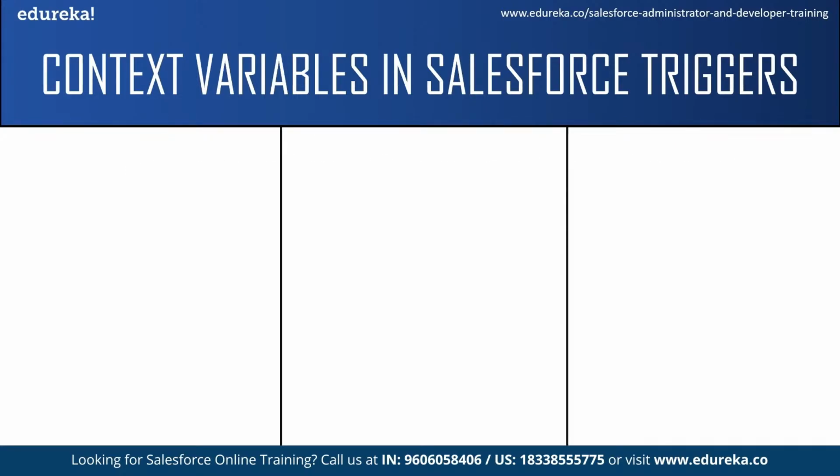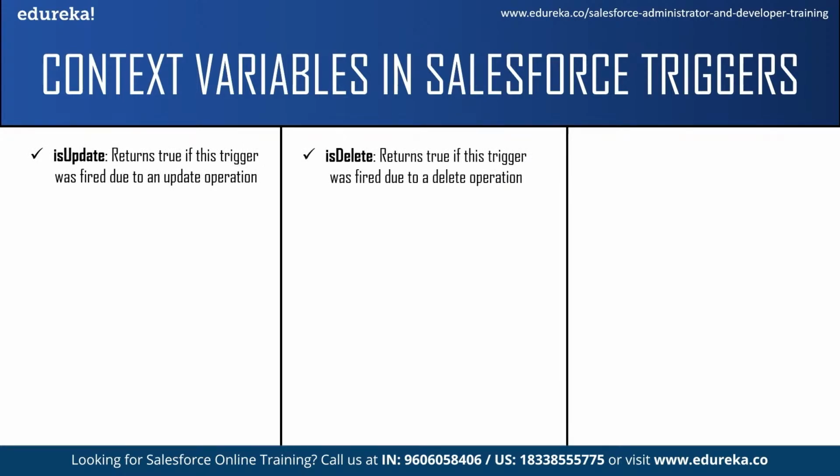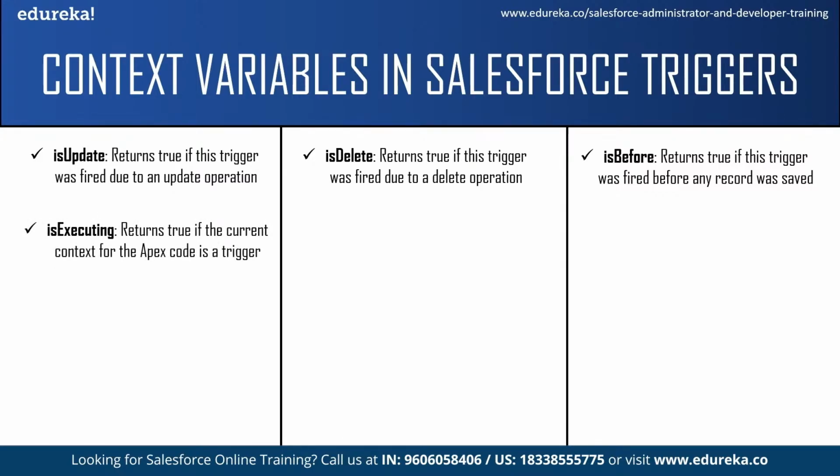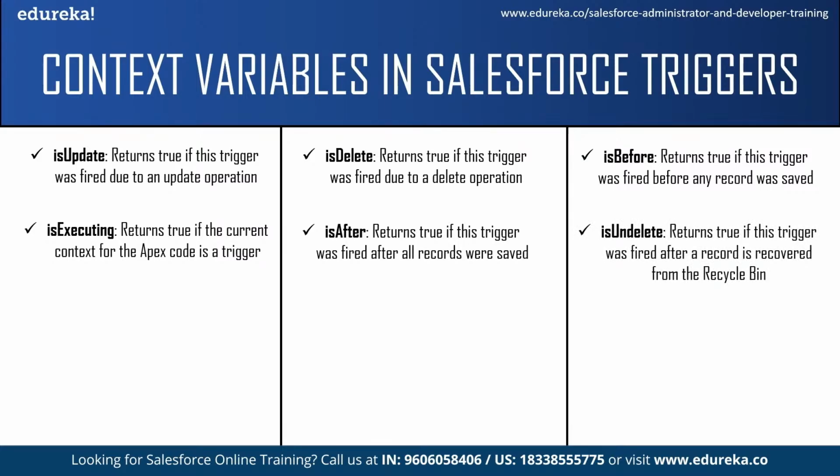The next context variable is isUpdate. This returns true if the trigger was fired due to an update operation. Next is isDelete. Now this returns a true value if the trigger was fired due to a delete operation. After this we have isBefore. This returns true if the trigger was fired before a record was saved to the database. After this we have isExecuting. This returns true if the current context for the Apex code is a trigger and not a Visualforce page or a web service or an API call. The next context variable is isAfter. This returns true if the trigger was fired after all the records were saved to the database. Next is isUndelete. This returns true if the trigger was fired after a record was recovered from the recycle bin.